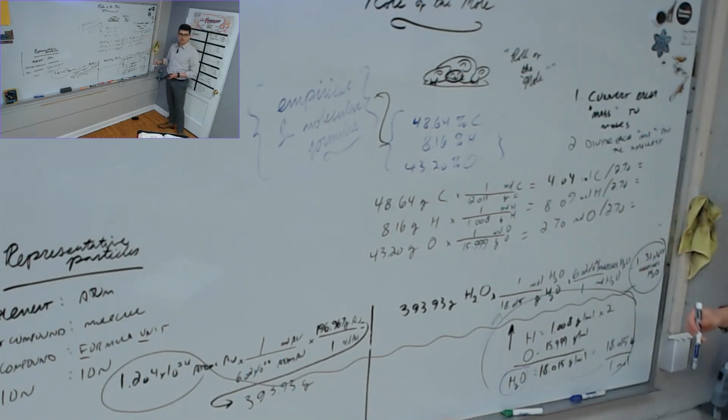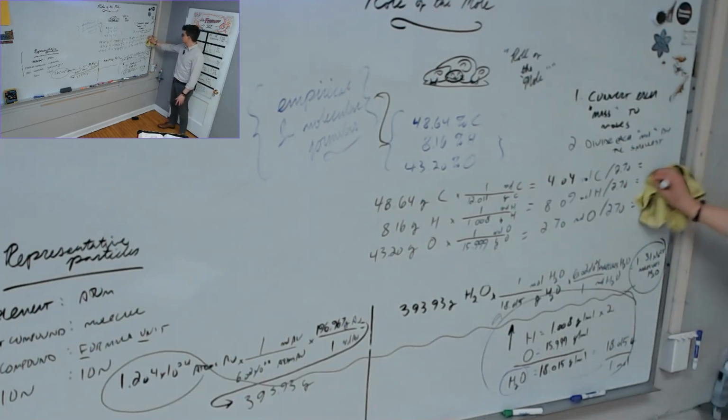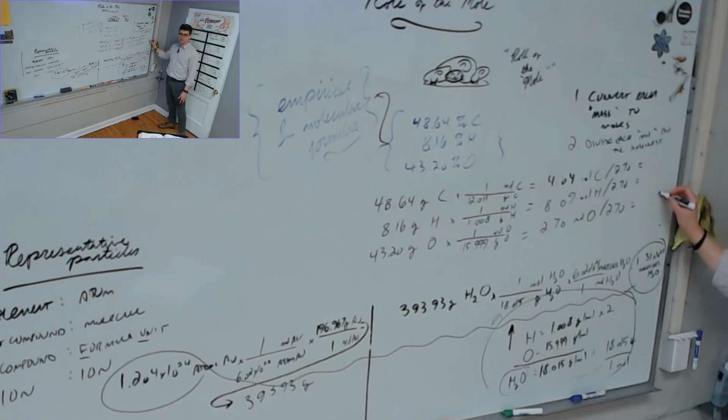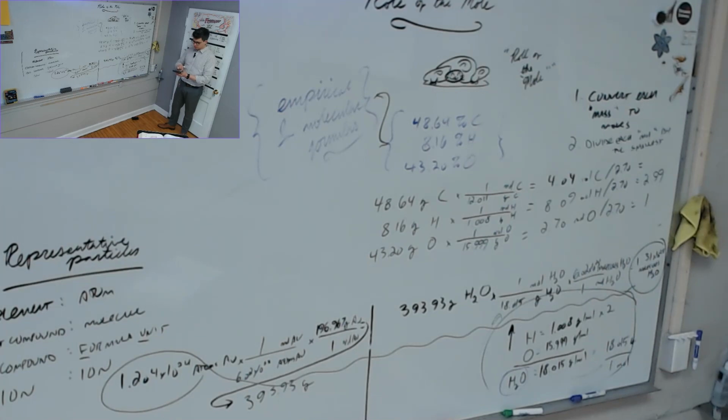What's 2.70 divided by 2.70? Are you kidding me? What's 2.70 divided by 2.70? 1. Good. What's 8.09 divided by 2.70? I get 2.99. And what's 4.04 divided by 2.70? I get 1.49.